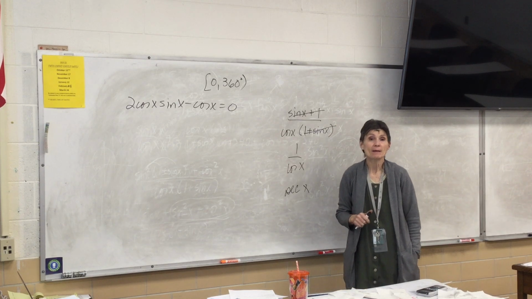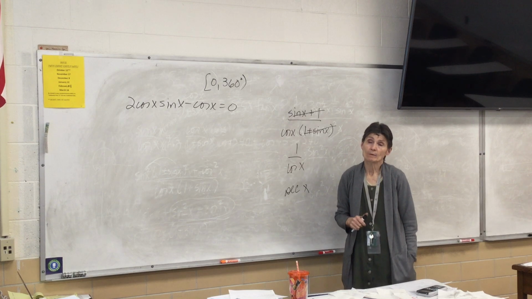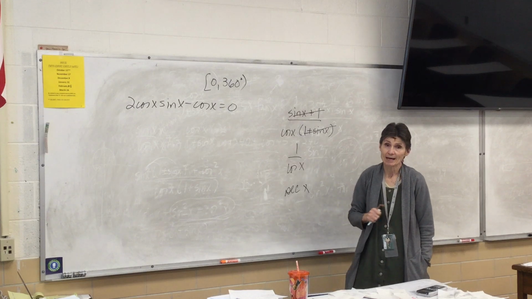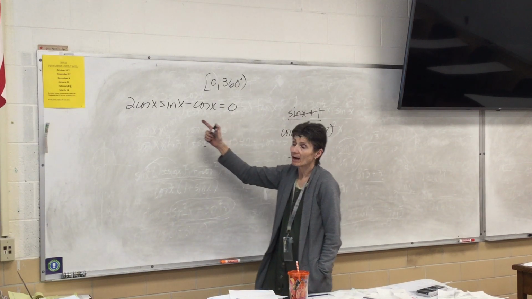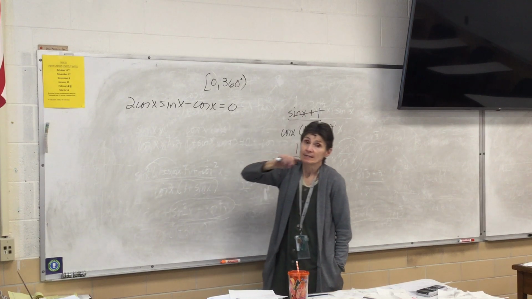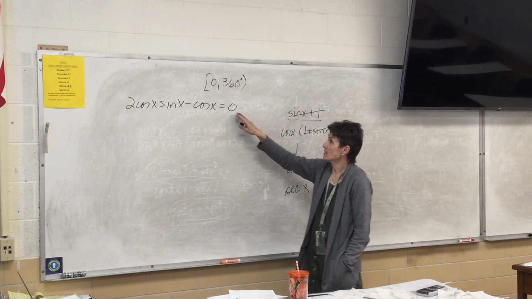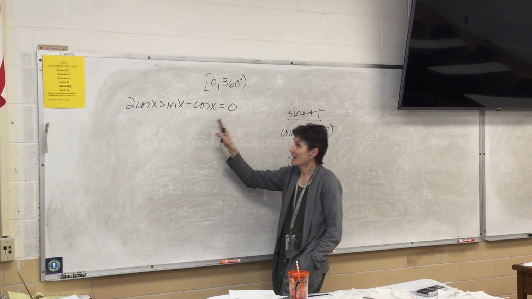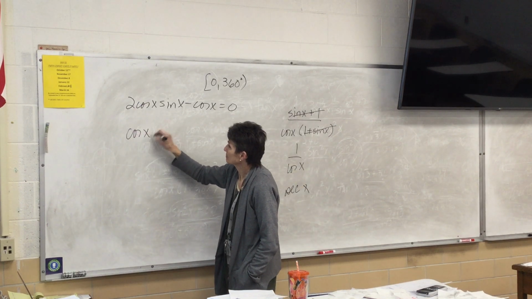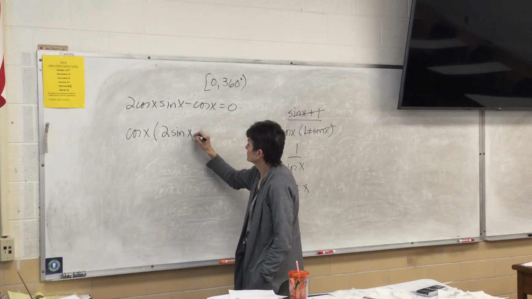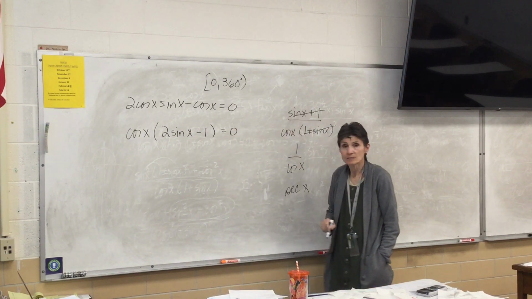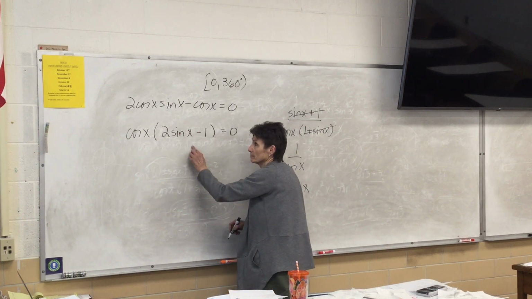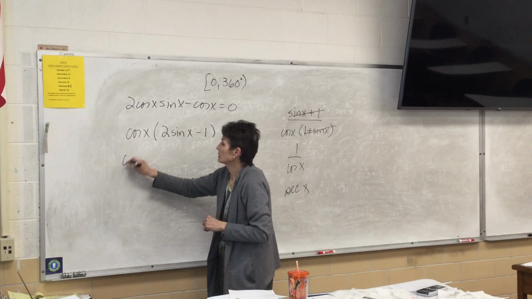Okay, so who remembers what we need to do first? We just did it in our last class. We're going to factor out a cosine. In some of the problems we looked at before, the first thing we had to do was move some stuff because we needed a 0. We already got a 0. So now we're going to factor out a cosine. And when I factor out a cosine, now I have 2 factors, and I can set them both equal to 0.